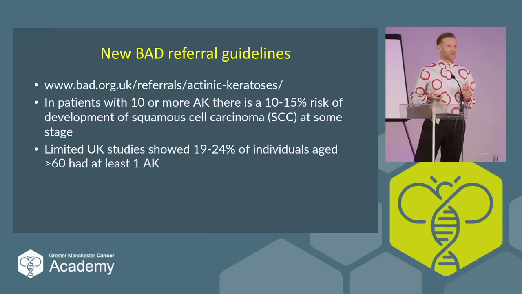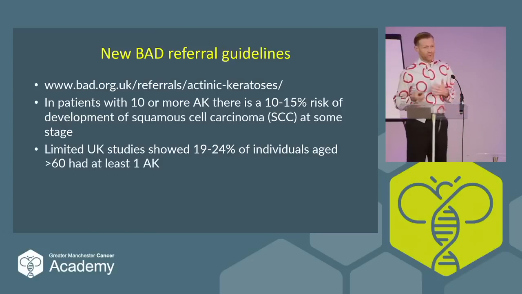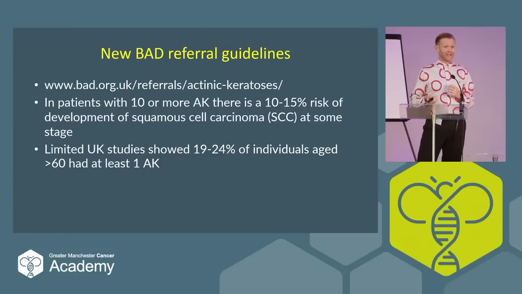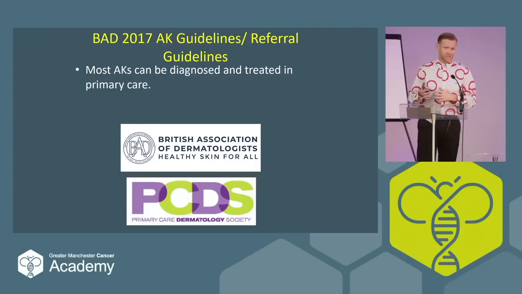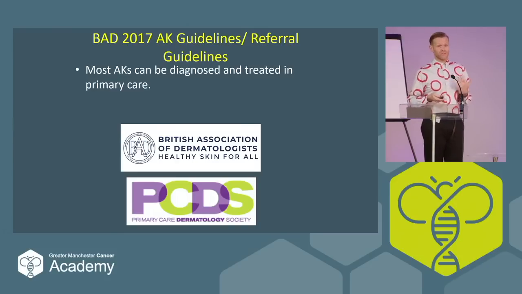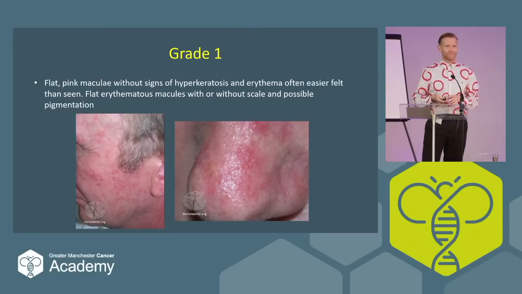If a person has 10 or more actinic keratoses, there's a 10 to 15% risk of them developing a squamous cell carcinoma down the line. It's estimated that around 19 to 24% of people over the age of 60 will have at least one actinic keratosis, so there are a lot of people who potentially might need treating. It's interesting that the PCDS and the BAD guidance highlight that most actinic keratoses can be treated in general practice, and we are here to support in secondary care for those patients where there are more challenges, which we'll touch upon later.